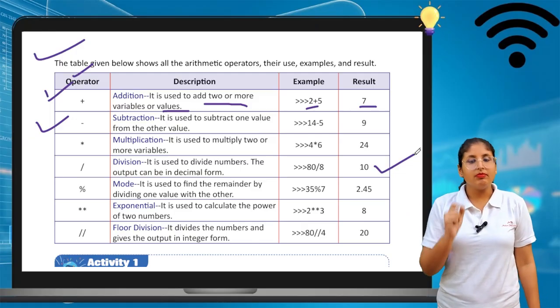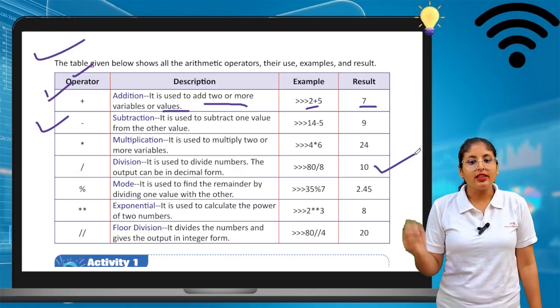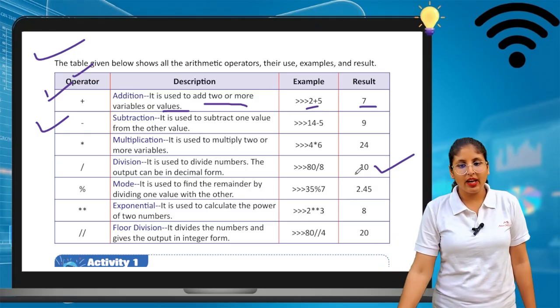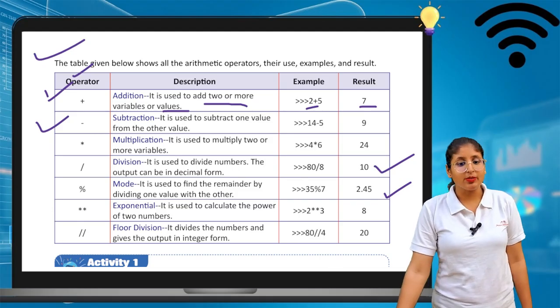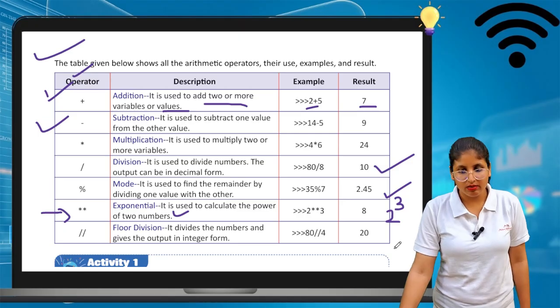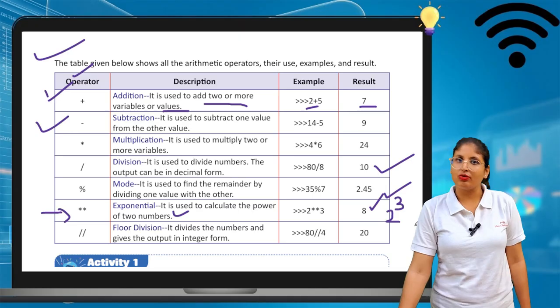Next is the percentage symbol. We can say mod. It is used to find the remainder by dividing one value by another. So it comes to 2.45. Now exponential, this symbol tells the exponential. It is used to calculate the power of two numbers. The power of two numbers means 2 power 3, like this is how we can write. So this is 8. 2 to the 4.